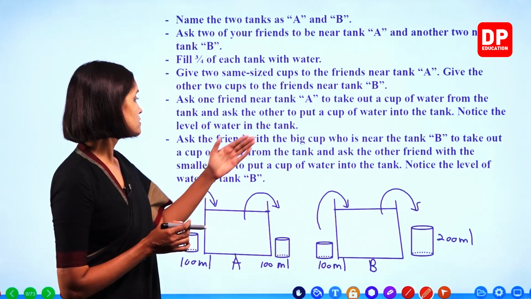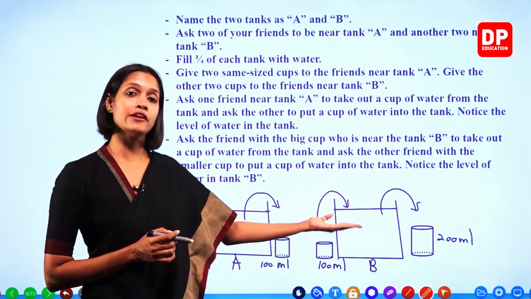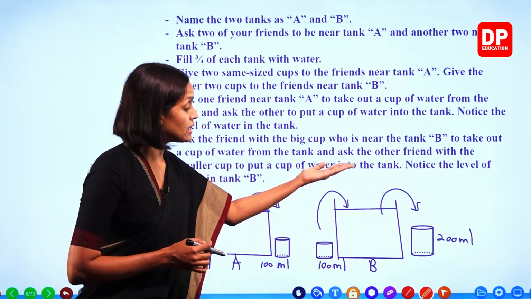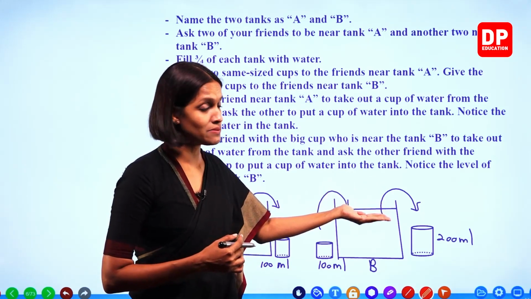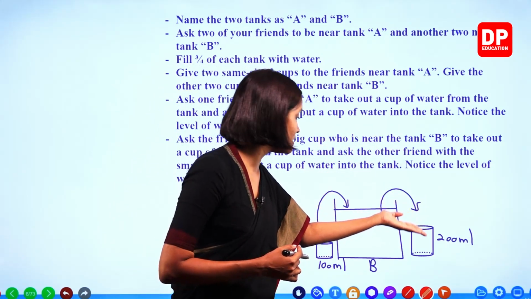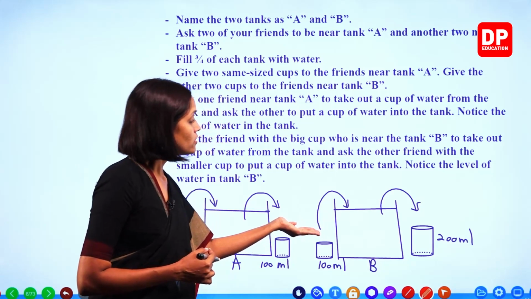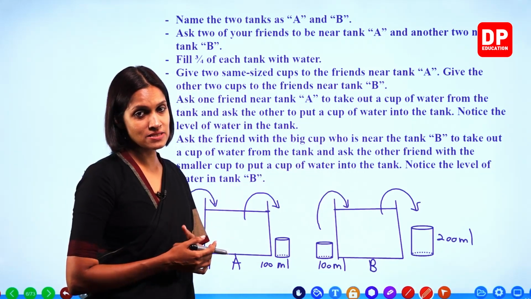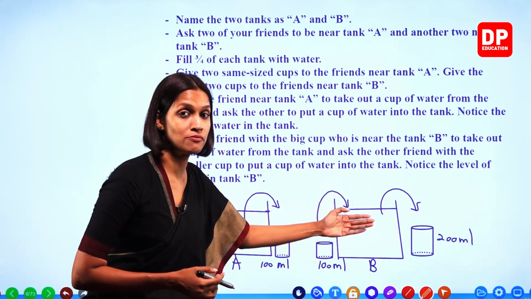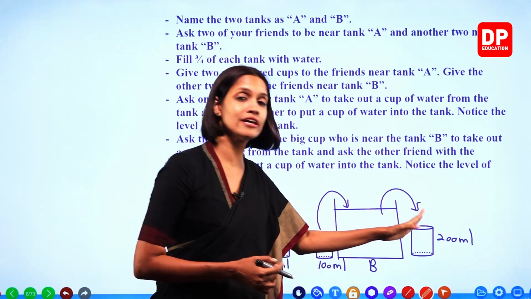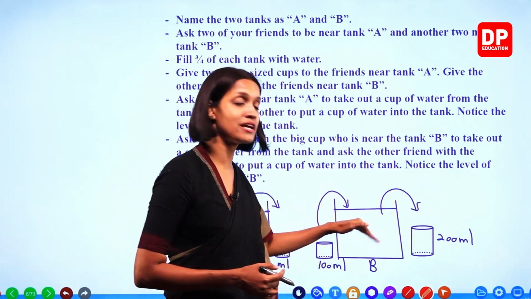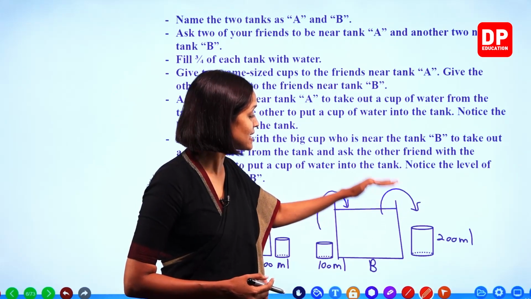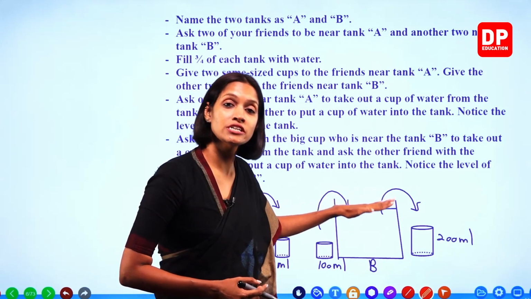Notice the level of water in tank B. Even though you remove 200 milliliters of water each time, you put back only 100 milliliters. What will happen with time when you do this activity many times, removing and refilling? You will realize the level of water goes down.